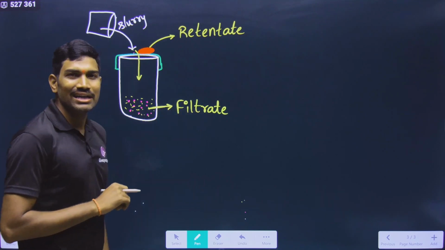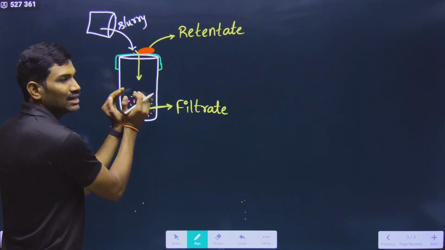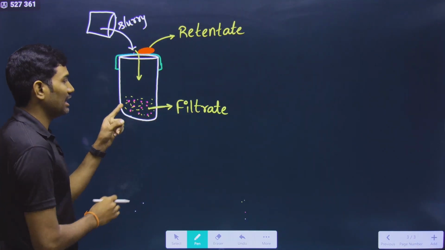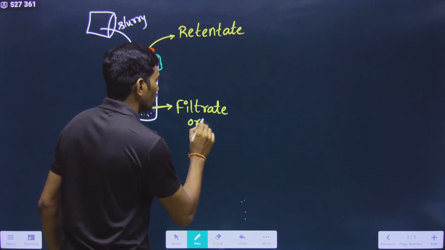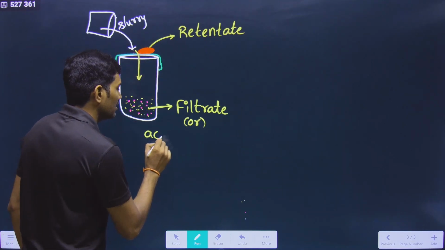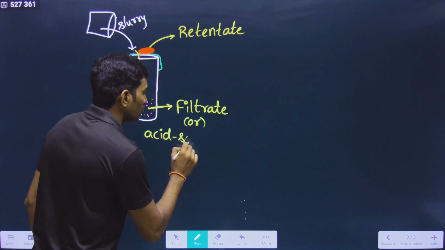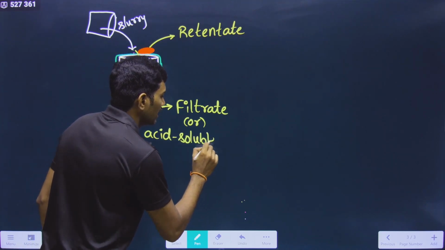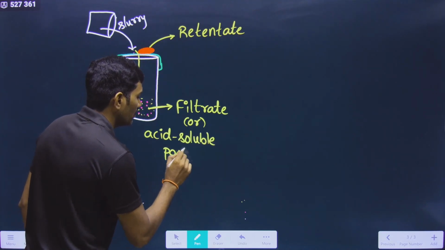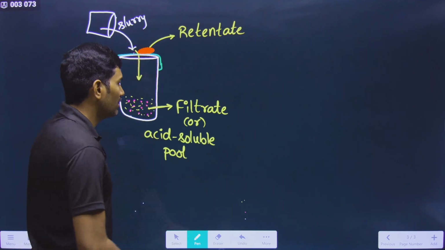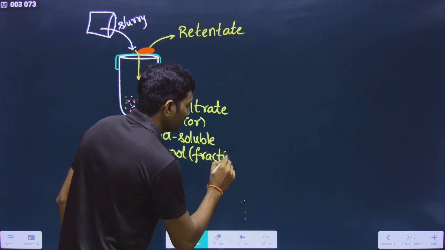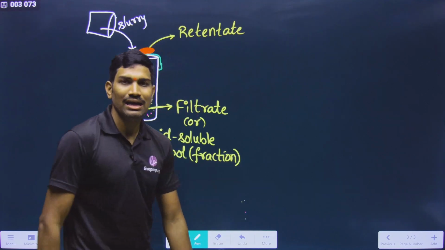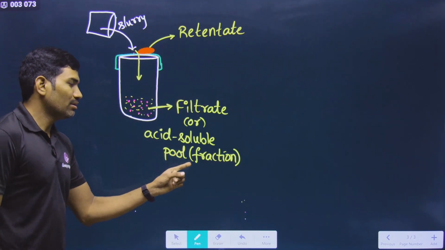And this filtrate, all these components are coming along with the acid. That's why this particular fraction is called the acid soluble pool or acid soluble fraction. You can also use the word fraction. Acid soluble pool or acid soluble fraction.